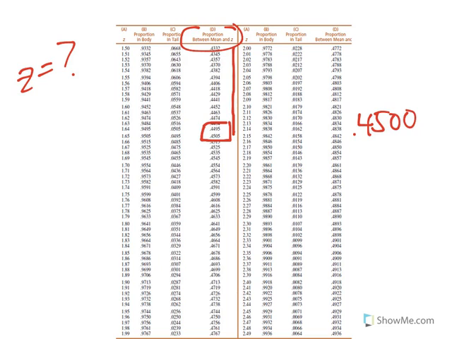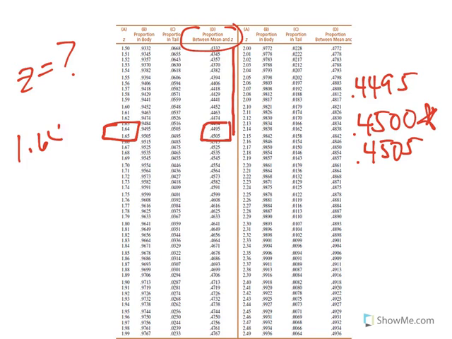So we have a value of 0.4495 and then a proportion of 0.4505. Now, normally the rule of thumb is use the proportion that's closest to the proportion of interest, but in these two cases they're exactly the same distance from that one. So technically, reporting a z-score of 1.64 and 1.65 would be considered accurate.